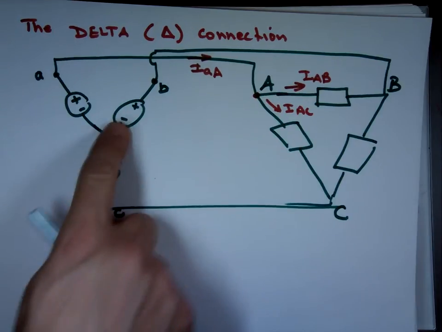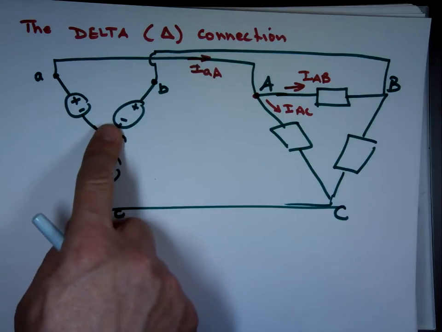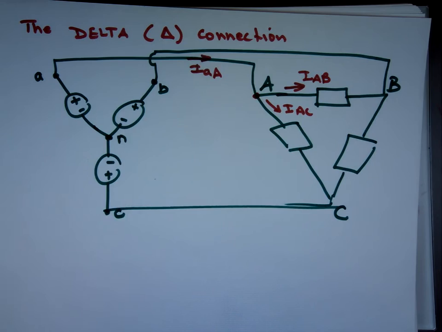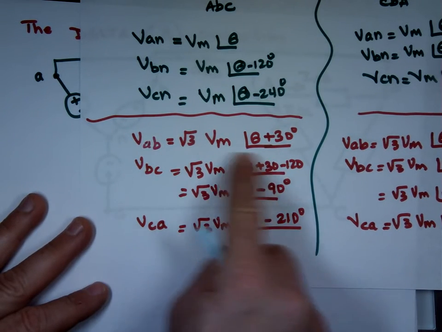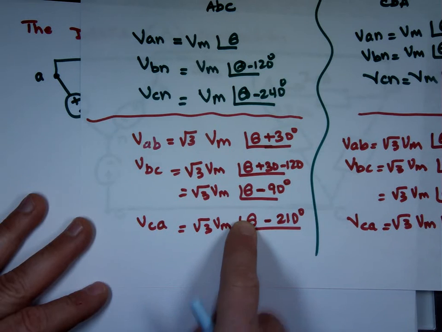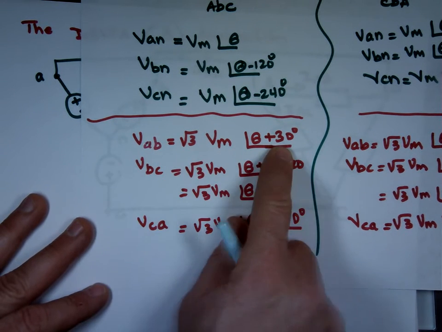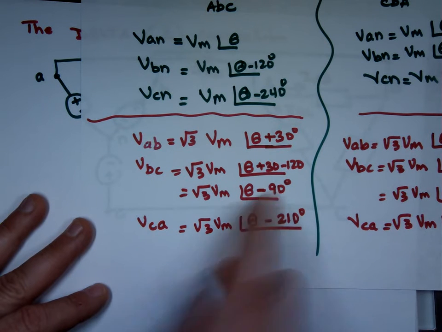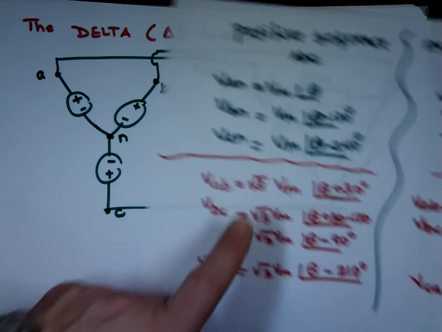I can convert this actually to a delta source. How would I do that? That's where these equations come in handy. I can replace that Y source with this source where VAB is this value, VBC is that value, and VCA is this value. And that will take this source and make it look like this.